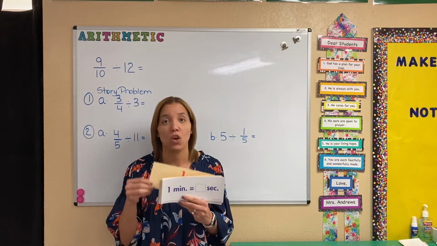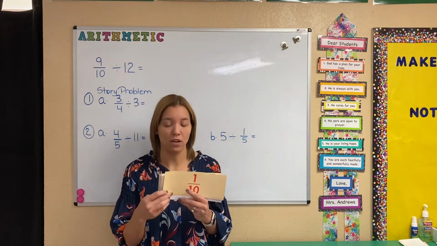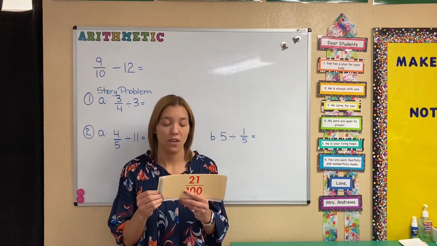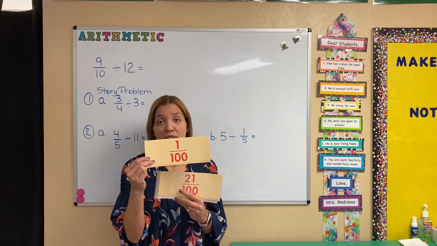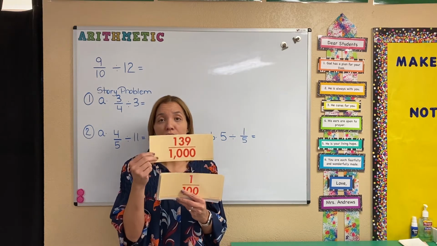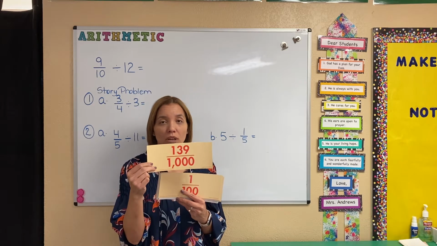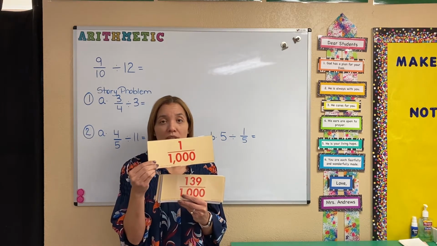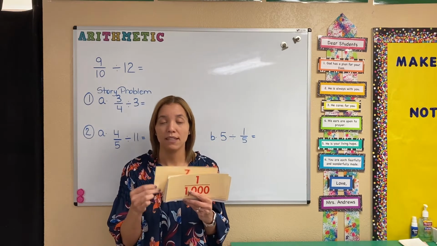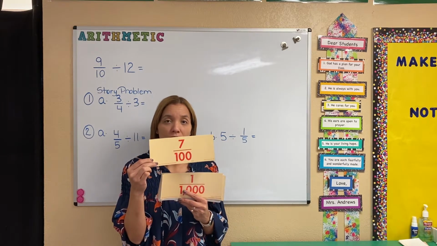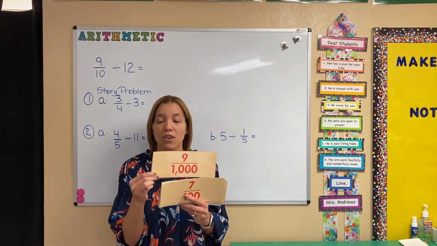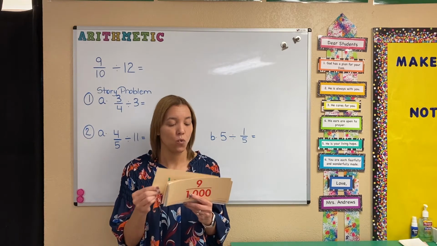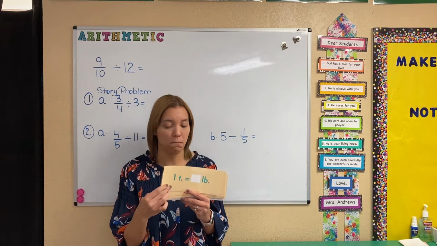Let's begin. 1 over 10, 0.1. 21 over 100, 0.21. 1 over 100, 0.01. 139 over 1,000, 0.139. 1 over 1,000, 0.001. 7 over 100, 0.07. 9 over 1,000, 0.009. 1 ton equals 2,000 pounds.